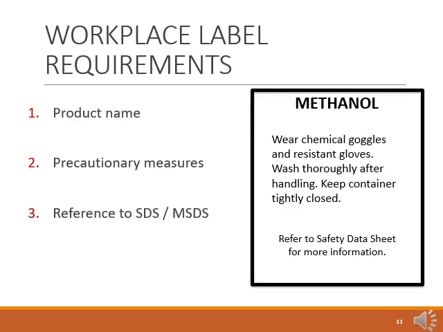What information would you put into a workplace label? Well, let's look at the workplace label requirements. Start with the product name. Add the precautionary measures such as wear chemical goggles and resistant gloves. Wash thoroughly after handling. Keep container tightly closed. Also make reference to the SDS or MSDS in the workplace label. Workers are reminded not much information is required to go into the label, so be as detailed as possible for the protection of the workers.